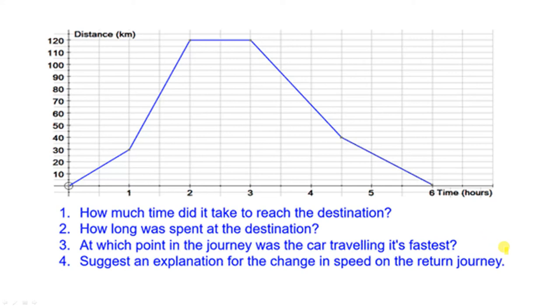And the last question. Suggest an explanation for the change in speed on the return journey. What a great question that is. So the return journey is after you reach the destination, you're coming back home. And you'll notice there's 1 line here and 1 line there, and they have different slopes. So you've got to work out, okay, since they have different slopes, that really means that the speeds are different. The speeds are not quite the same. So see if you can work that out. That's a very, very good question.